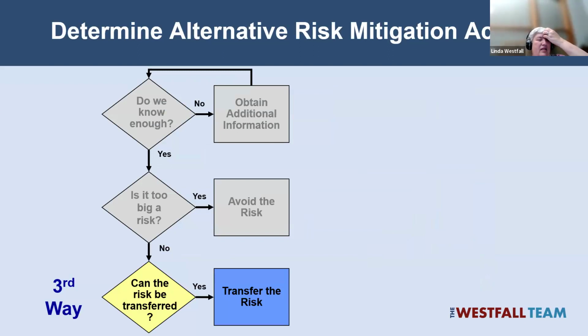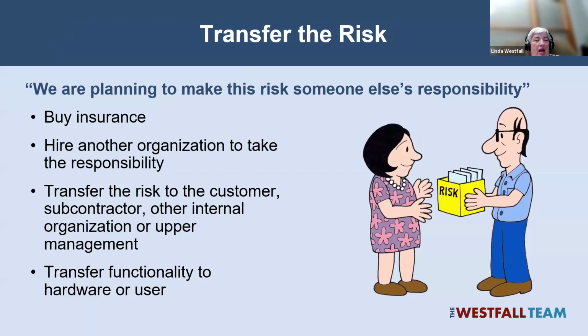Mitigating risks adds to the expense of the risk. So can we make it somebody else's problem? Can we buy that insurance? Can we hire another organization to take responsibility? Maybe we can hire, like I said, a more expensive team to build the product for us. Maybe we can hire somebody with more expertise than we have instead of building it in-house. We can transfer the risk to a customer.